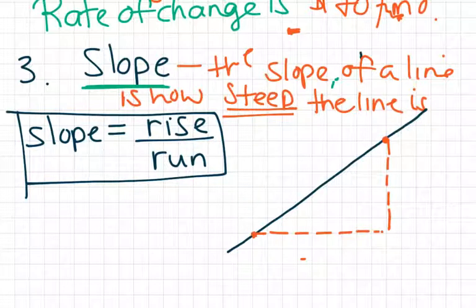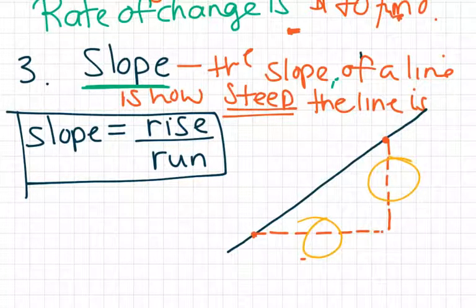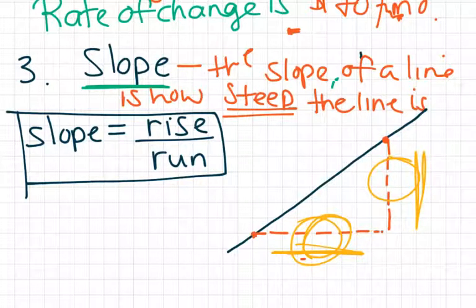So which one do you think the rise is? Is it going to be this one or is it going to be this one? Or let's do run first. Do you run on the ground like this, or do you run up and down? Well, we run this way, so that's what the run must be.